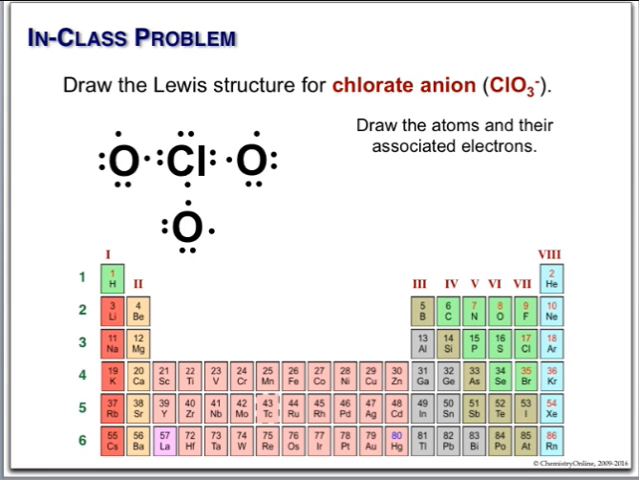Our chlorine in the middle here has 2, 4, 6, 7 electrons. Each oxygen has 2, 4, 6 electrons. Now what we want to do, obviously, is make bonds here. As we look at this, we can clearly make a bond here. No problem, except we have 1 extra electron left over.